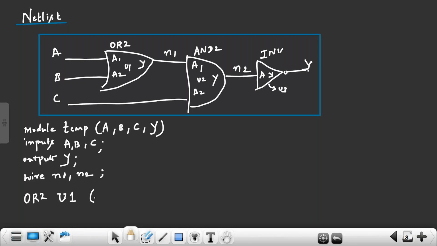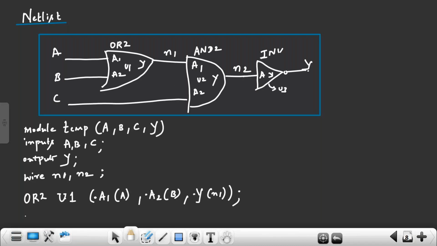Next, you will have port mapping. Port mapping means .A1: for the A1 pin, what are you connecting? Port A. For the A2 pin, .A2: what are you connecting? B. For the A2 pin we are connecting B. .Y: the Y pin of your OR gate, what are you connecting? Net N1.